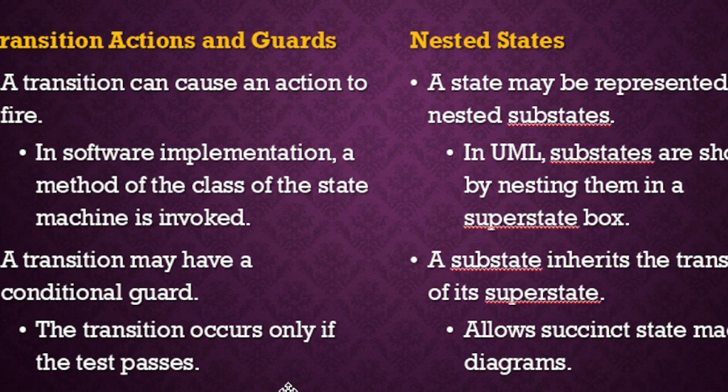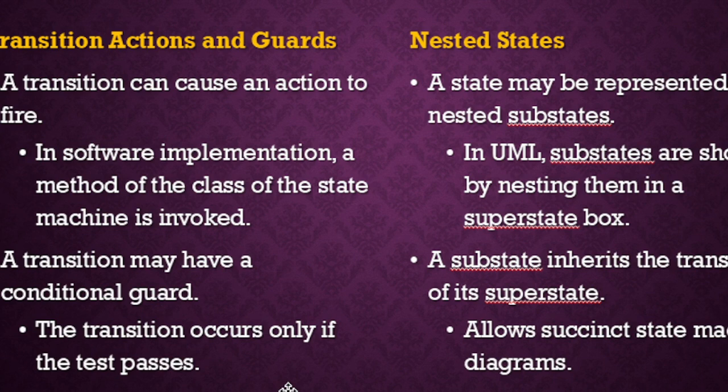There is also the concept of guards, meaning we can have multiple conditions as well. A transition can cause an action to fire. In software implementation, a method of the class of the state machine is invoked. So from a design perspective, that operation or method call is part of a certain class. A transition may have a conditional guard: if that condition is true, the transition will happen; if the condition is false, the transition will not happen.